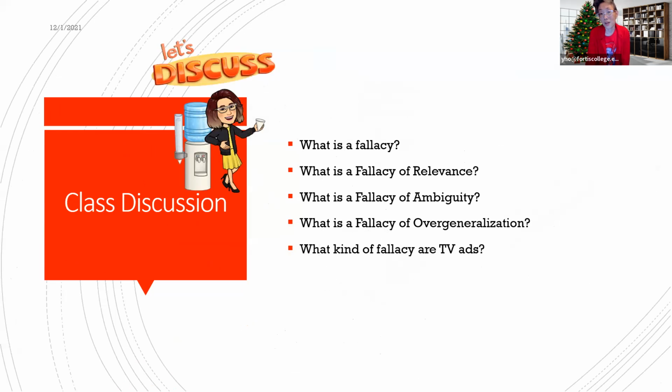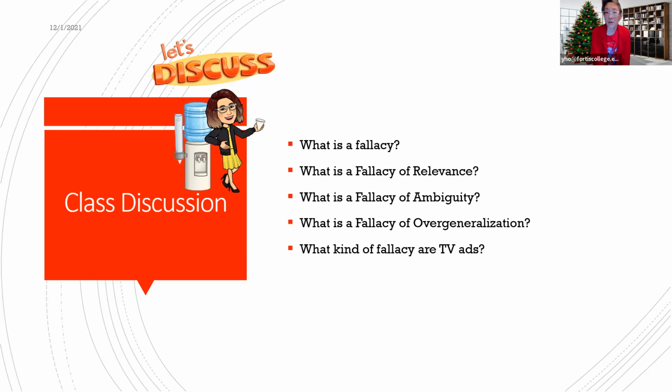And so what is a fallacy? A fallacy is an illogical argument. What is a fallacy of relevance? That's when you make a claim with no evidence. And TV ads, that's where you see most of those, fallacy of relevance. What is a fallacy of ambiguity? That's when you make grammar mistakes and then it's not clear what you're talking about.